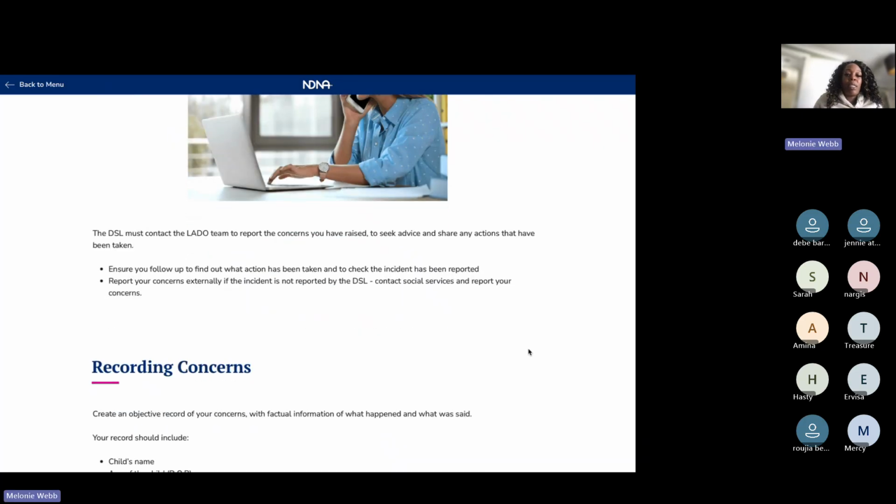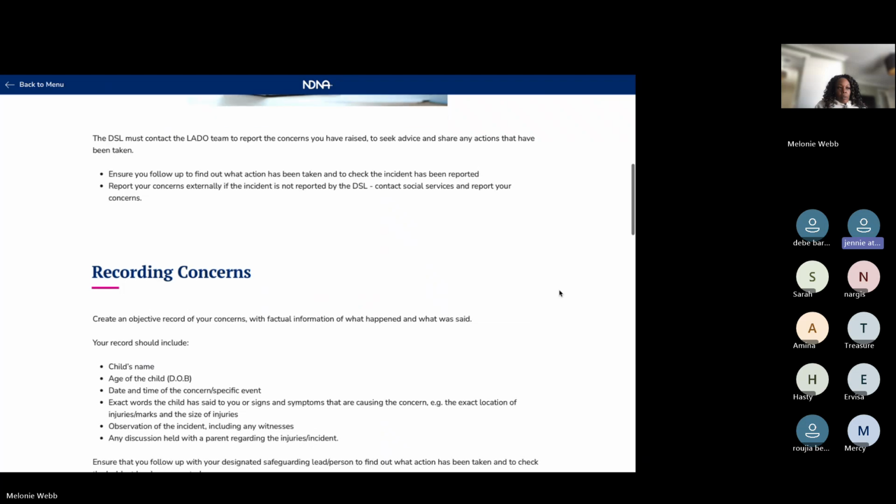The DSL must contact the LADO team to report concerns that you have raised about another member of staff, to seek advice and share any actions that have been taken. It is also worth noting that whatever advice the LADO give, I have to, by law, follow. So once it's escalated to the LADO, that isn't an opinion-based conversation. That is factual. The police might often be involved, but they will ultimately make the decision about what is the best and safest thing to do to safeguard the children in the setting.